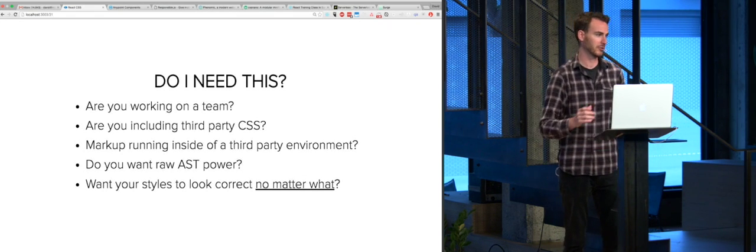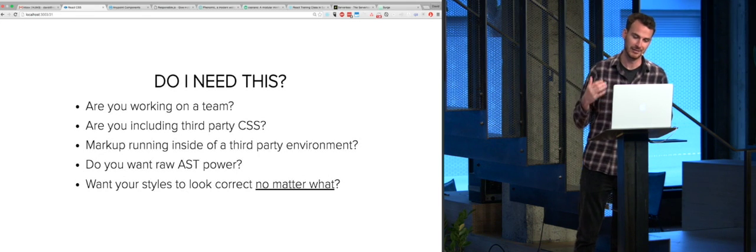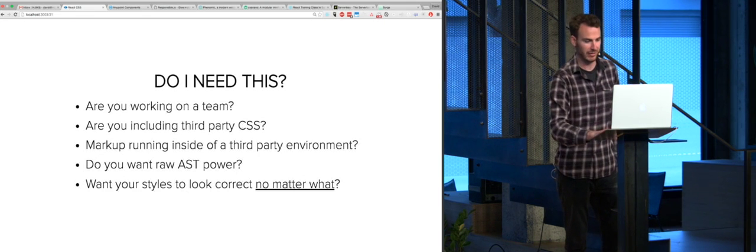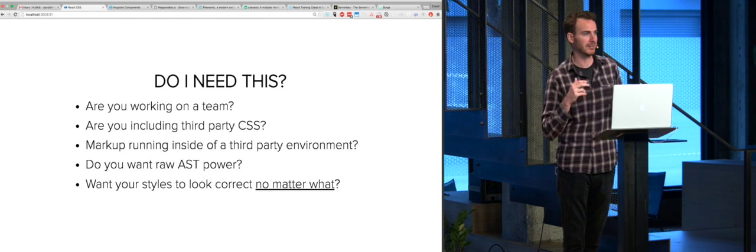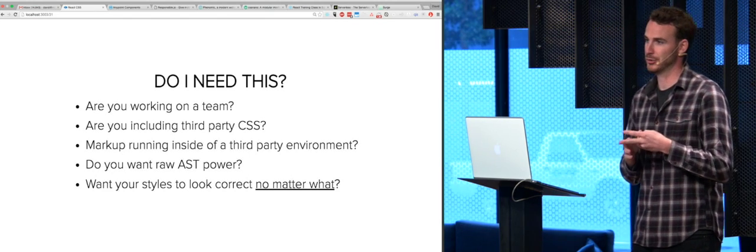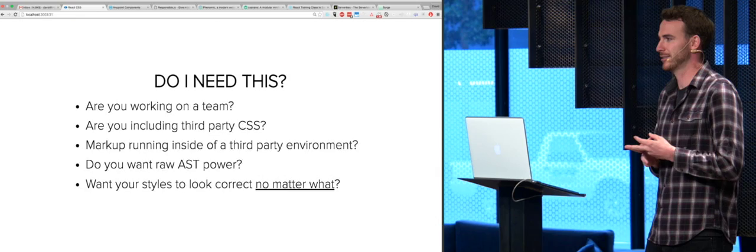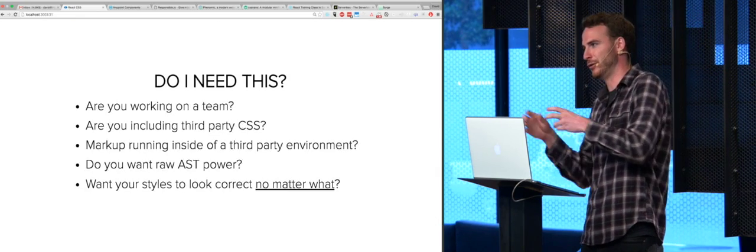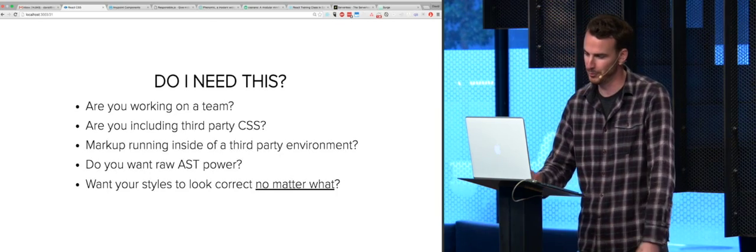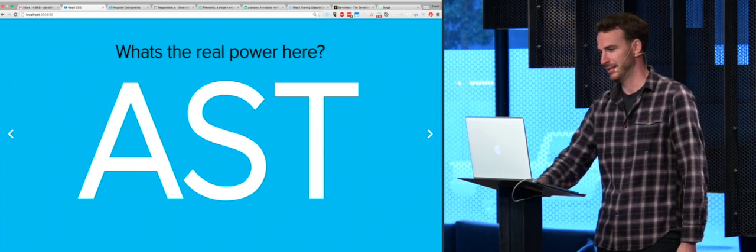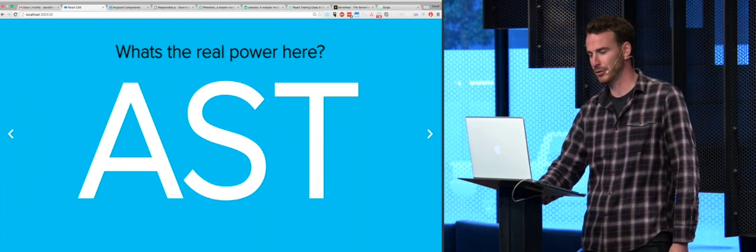So if you want your styles to look correct no matter what, this is the way to achieve that. With the localized styles and the resets with initial all, you are basically emulating the future spec of what Shadow DOM would be or will be. But yeah, the real power is all in the AST. The AST is amazing, and you can do a lot of stuff with it.